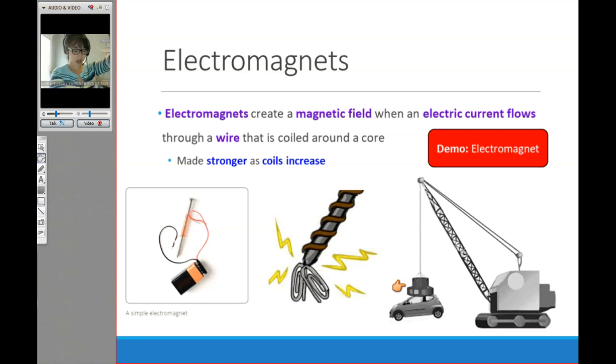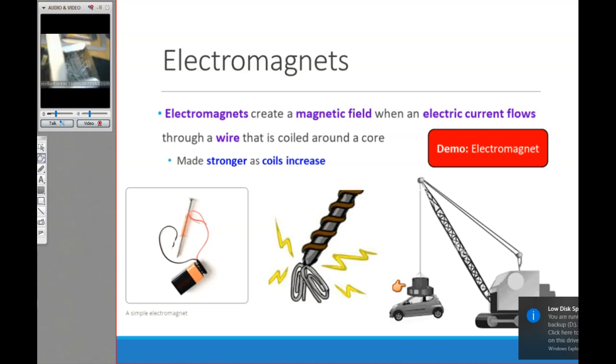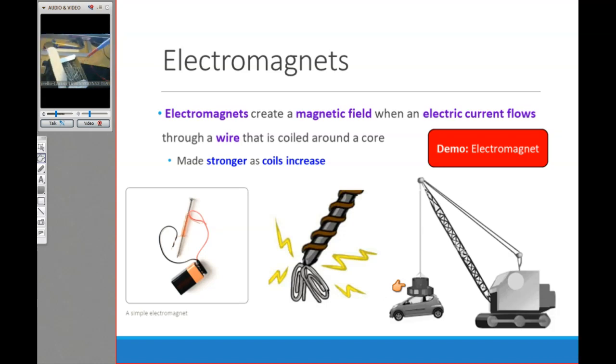Let me go ahead and set this up really quick. Put this in here. Awesome. Get this ready to go. And let's take a look at this, okay? We've got our magnets, our paper clips. And currently, is this magnetized? Is it actually picking up any of the paper clips? No, because it has no electricity yet. So by itself, this is not a magnet.